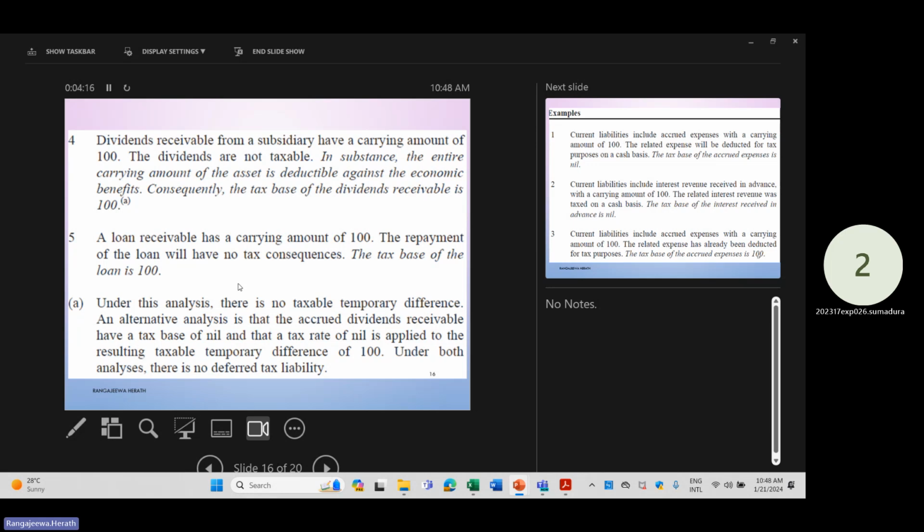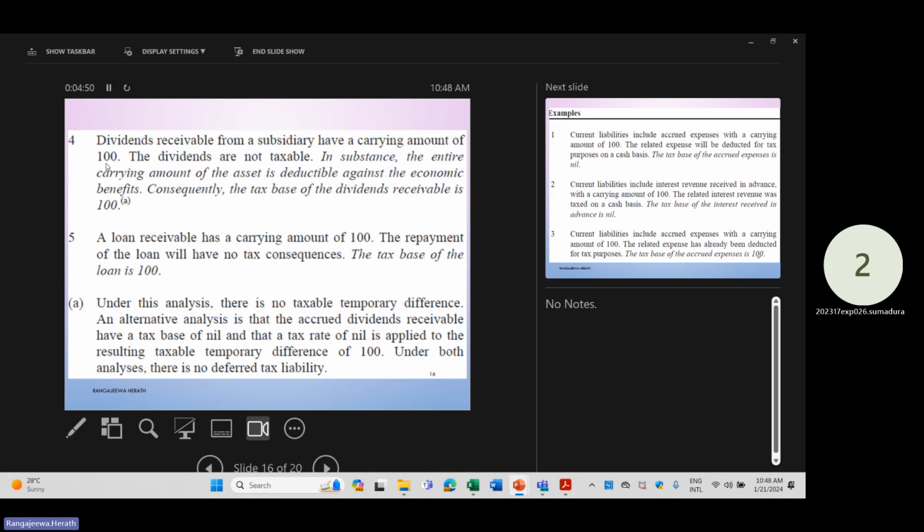So if you want taxable and deductible temporary differences to be 0, you can make the carrying amount and tax base equal. From that perspective, to make there no difference, when the dividend receivable has carrying amount 100, you can say the tax base is also 100. So then there is no difference, right? For the tax base, you go ahead with the tax rule double entry: dividend receivable debit, dividend income credit.